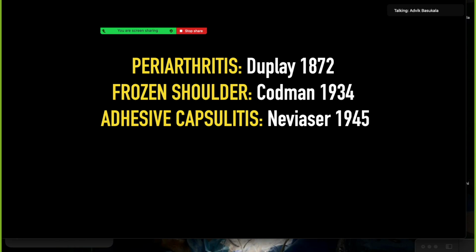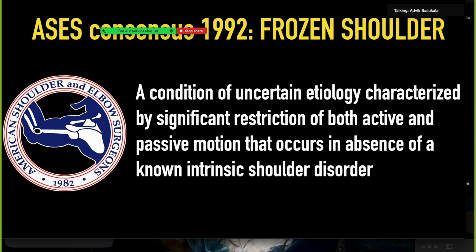In 1872, Duplay mentioned it as periarthritis, some arthritic condition around the shoulder, just like other arthritis. In 1934, Codman described it as a sort of frozen thing. The capsule is all frozen, that's why it is called frozen shoulder. In 1945, Nevasier came with the term adhesive capsulitis. He considered it an inflammatory condition, that's why it is a capsulitis, and there is adhesion, that's why it is adhesive capsulitis. But nobody was right.